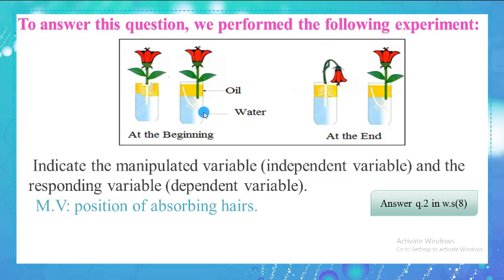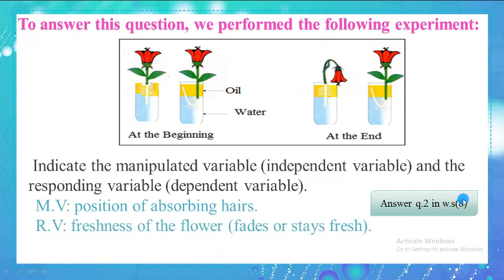What is the responding variable? What was affected by the change of the position of absorbing hairs? Here, what is affected? Observe the figure, please. What was affected? The freshness of the flower. So here, the responding variable is the freshness of the flowers.